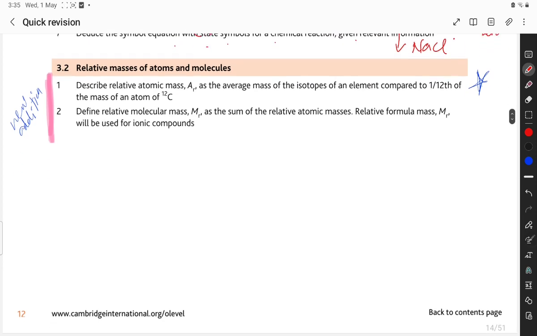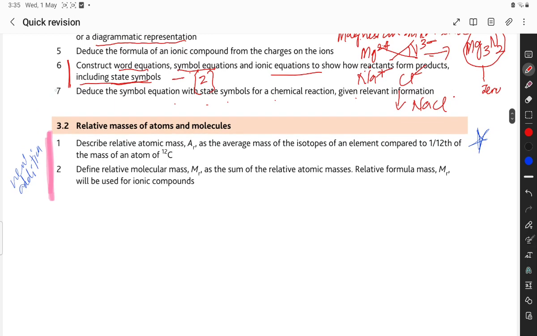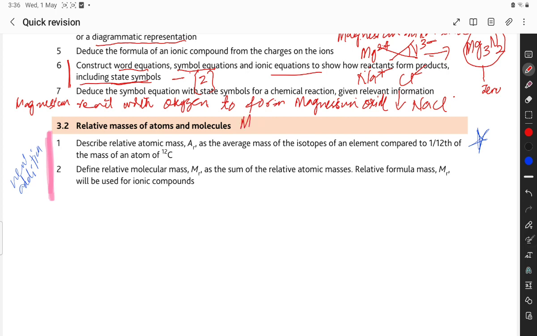Okay. Relative, for example, if the examiner asks that magnesium reacts with oxygen to form magnesium oxide, so he asks you to write down the chemical equation for this reaction to form magnesium oxide. So this is very simple. He asks you to write down the reactants as well as products. Please be careful, this is the answer written in the question.